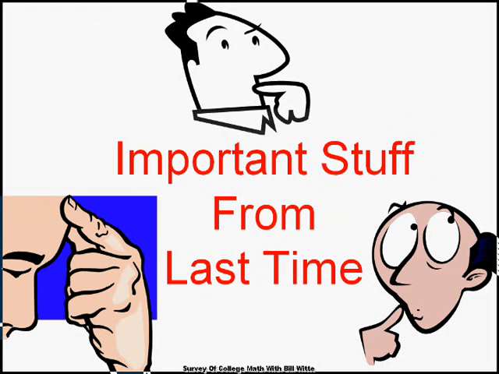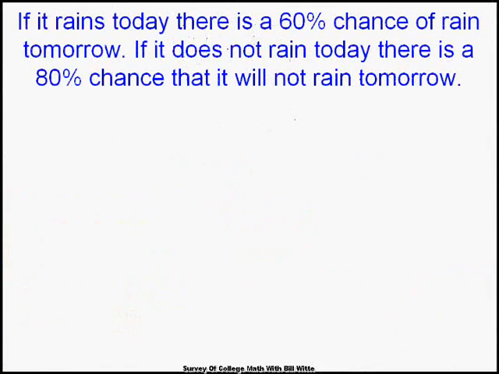Do you remember last time we had a problem that involved predicting the rain? And that's what we're going to use this for, by the way. Okay? Let me remind you of it. If it rains today, there's a 60% chance of rain tomorrow. If it doesn't rain today, there's an 80% chance that it will continue not raining.